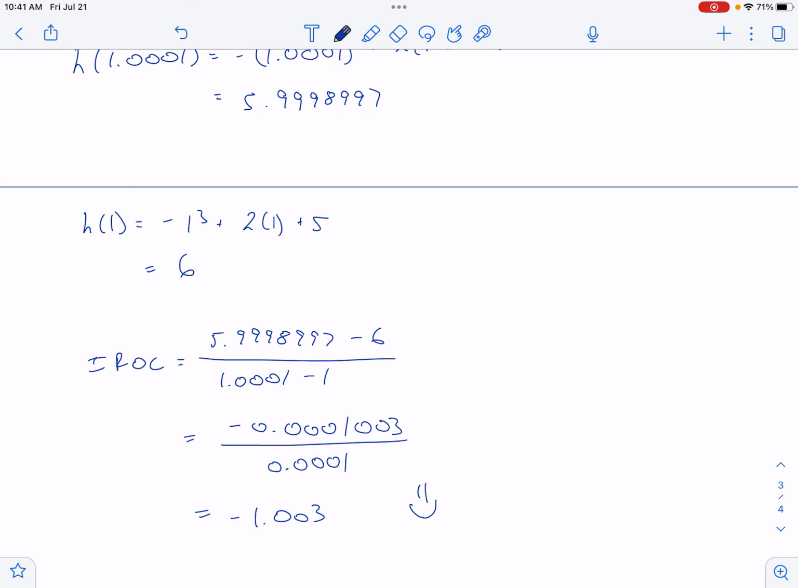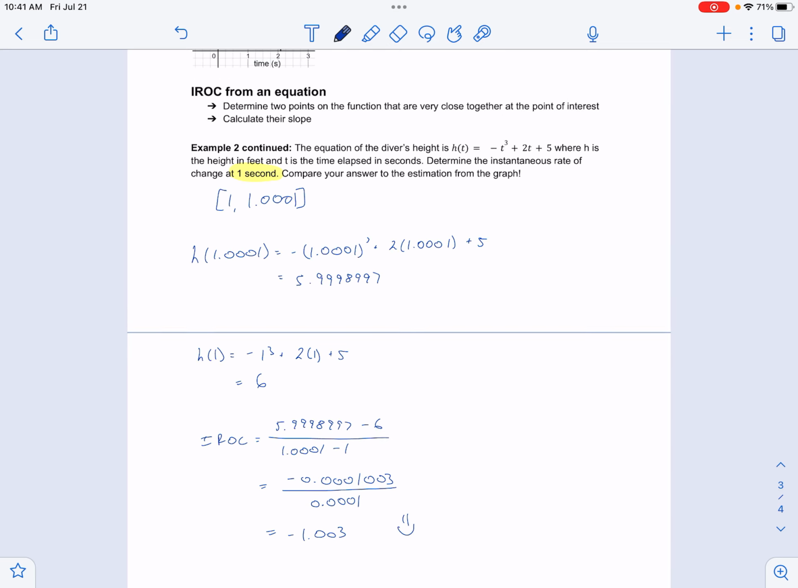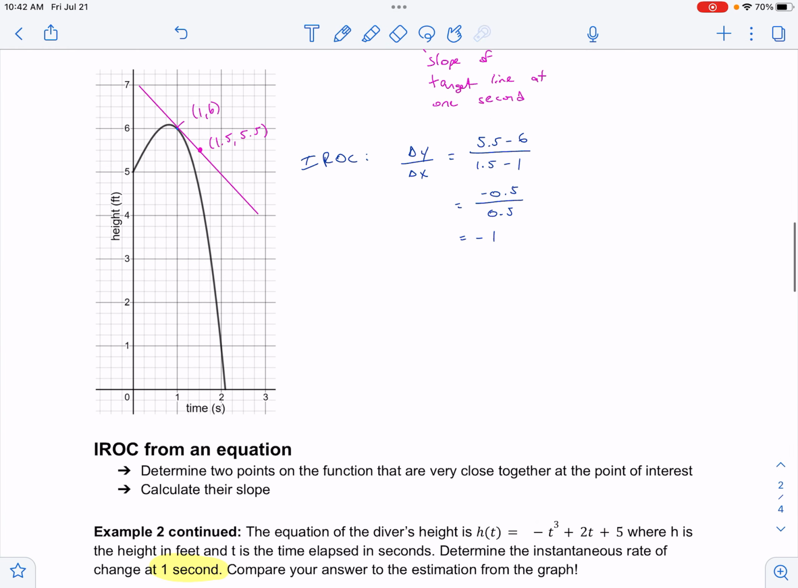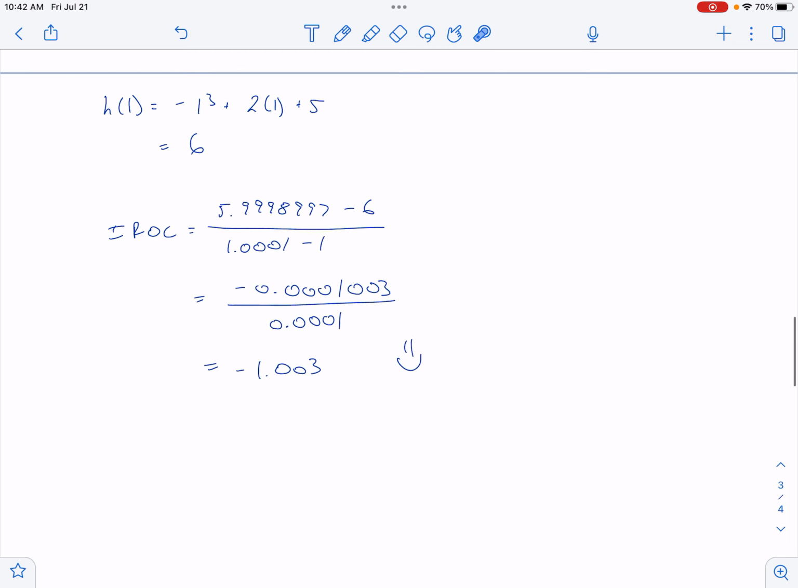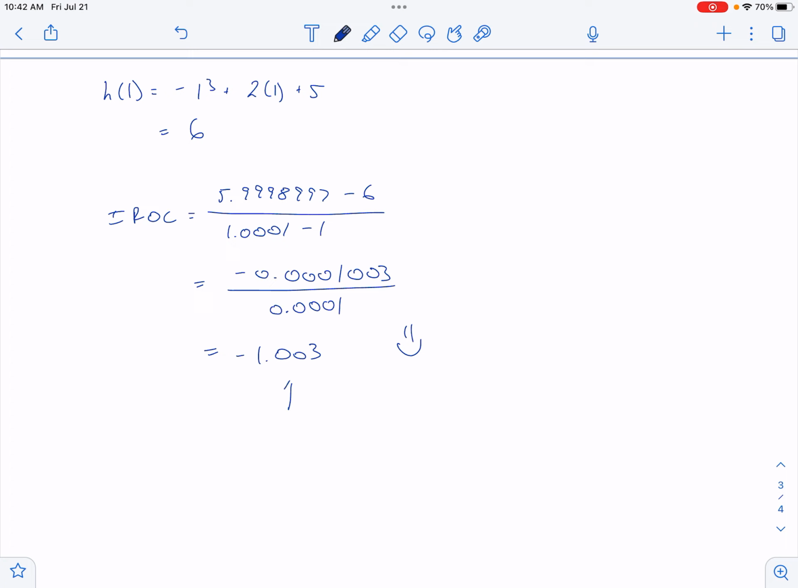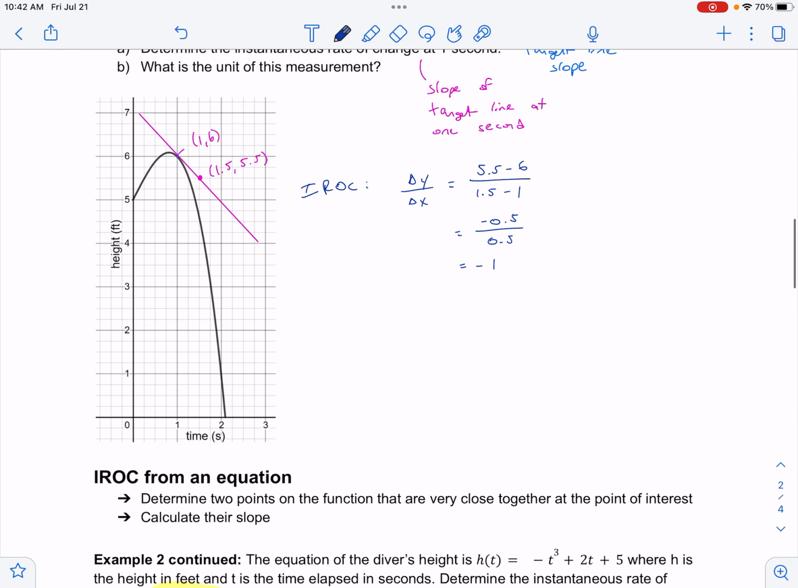That is pretty good, given we approximated that it would be negative 1. That's pretty good, my friends. We drew a decent tangent line on our graph to begin with. This is the more accurate instantaneous rate of change because we were able to use the formula versus just sketching it on a graph. But the goal here is that you understand what a tangent line looks like on a graph, just like this, and also how to estimate it using the graph and using the equation. Good work, everybody.